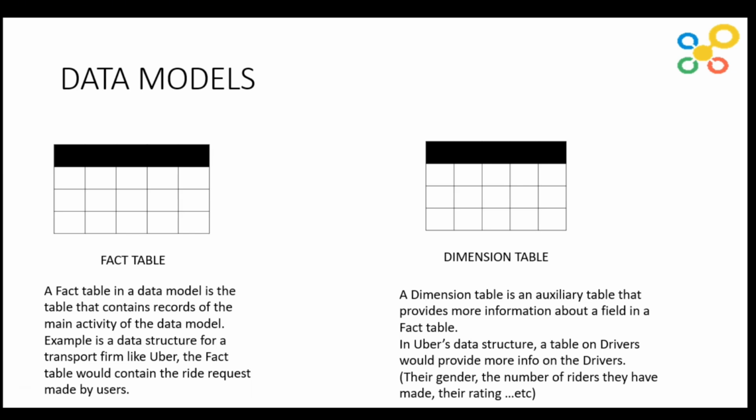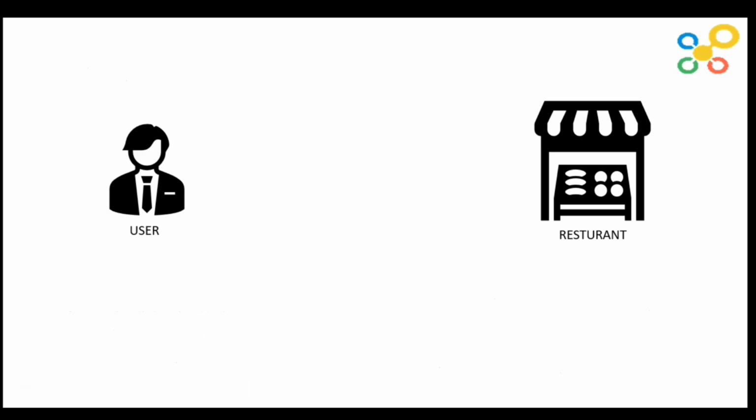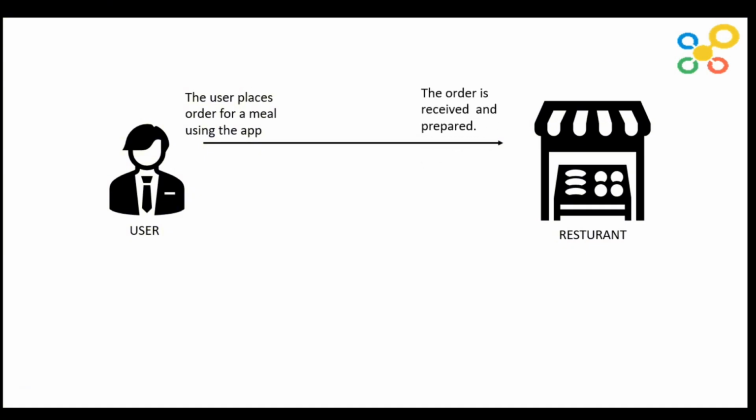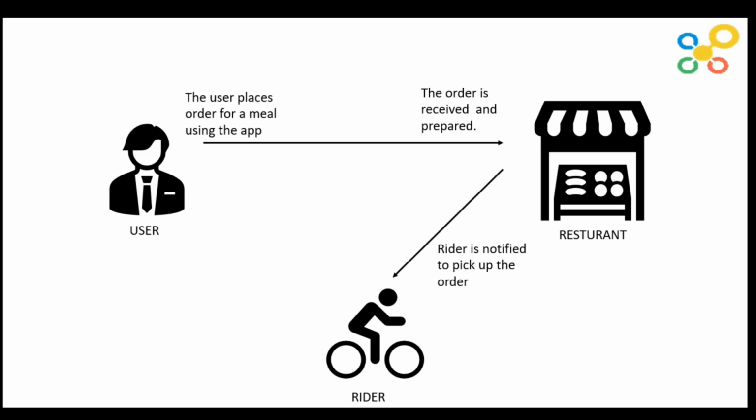Now I'm going to show an example of a restaurant business, how it operates, and what its data model will look like. In a normal restaurant business like this, users order a meal with an app to the restaurant, and the order is received by the restaurant. The restaurant then notifies a rider that the order is ready to be picked up. The rider comes, picks up the meal, and delivers it to the user who placed the order.